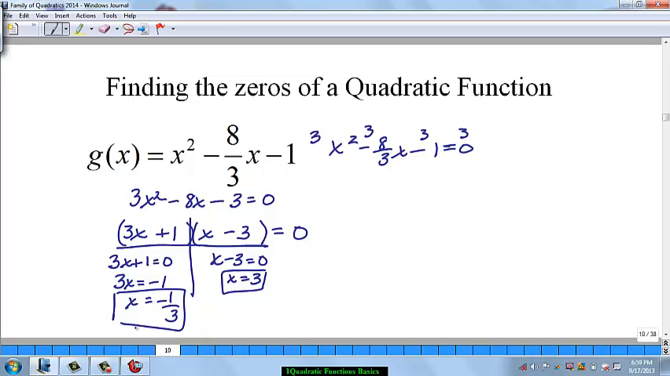You can also put this in the quadratic formula. Now, if you do this in the quadratic formula, you could use this a, this b, and this c, or you could use this a, this b, and this c. It doesn't matter. You're going to end up with the same answer. Okay, that clears up the basics of quadratics.